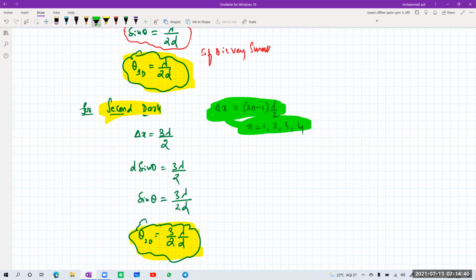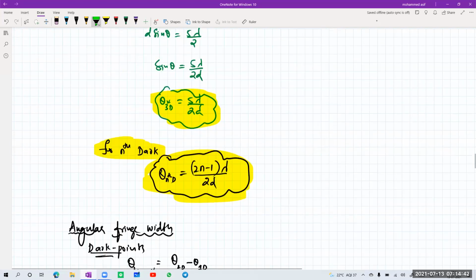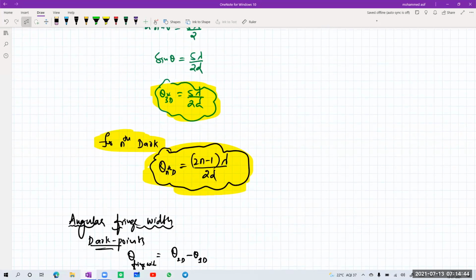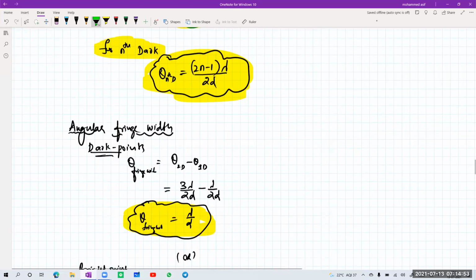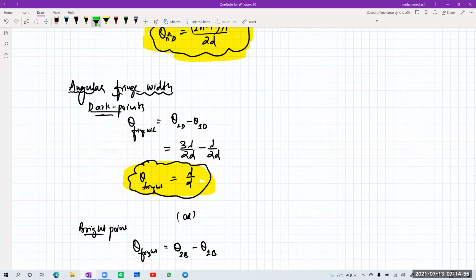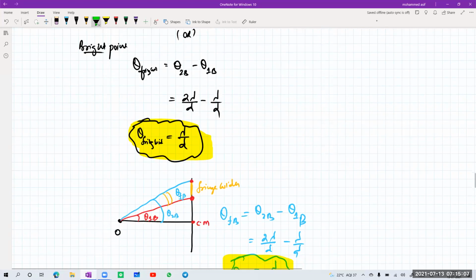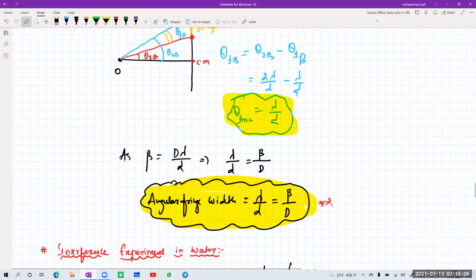Okay, so that is the relation. Ultimately, for the nth dark fringe, we can calculate the angle by the formula theta n equals (2n minus 1) lambda divided by 2d. If I take the angular fringe width as the difference between consecutive ones, that is lambda by d. Even if we take bright points and simplify, you will get the same relation. So the angular fringe width, the basic formula, is lambda by d.